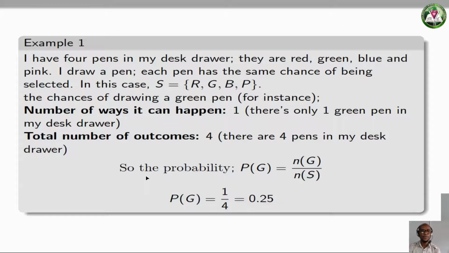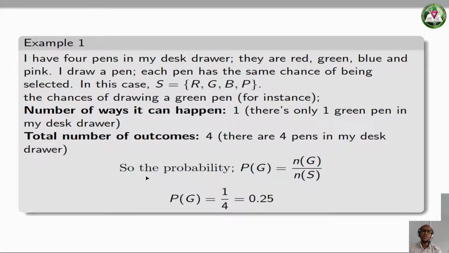So taking our example 1, now if I have 4 pens in my desk drawer, which are red, green, blue, and pink, if I draw a pen, now just imagine it, you have a drawer in your room, and there are 4 pens in it, and they have the colors of red, green, blue, and pink. Now if you dip your hand into that drawer without looking, there's a probability that you can pick any of those 4 pens, and you do not know which of the pens you pick. It could be red, it could be green, it could be blue, it could be pink. Now that tells you that each pen has the same chance of being selected.